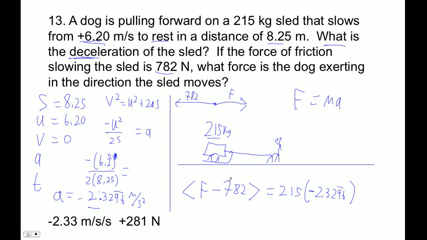and then I'm going to add 782 to both sides, so plus 782, and I get 281, oh, that's cool, 1151 repeating newtons, which I guess we would have to say positive 281. All right. I love that.